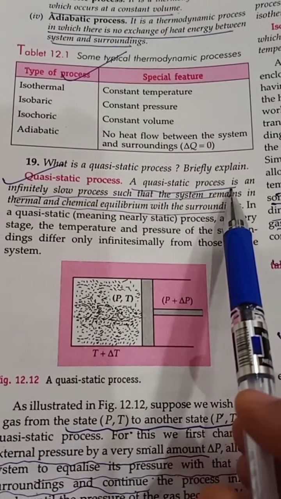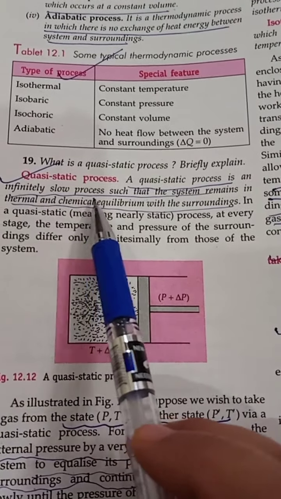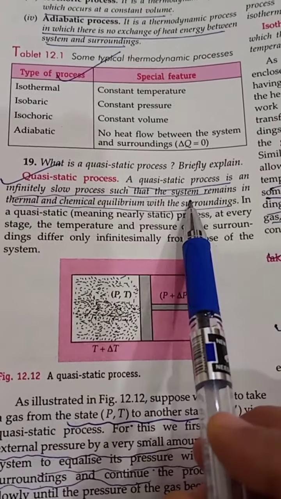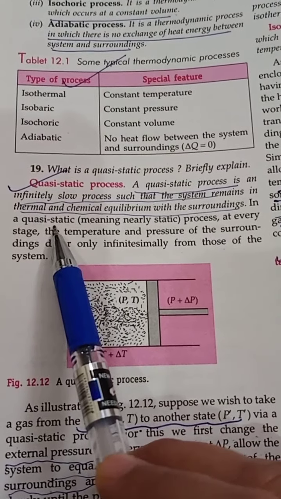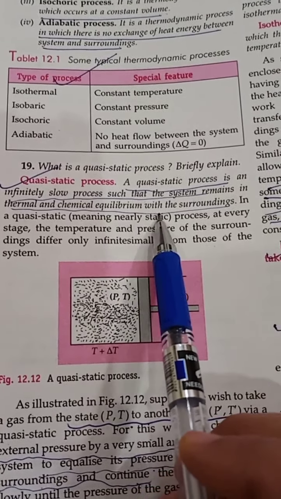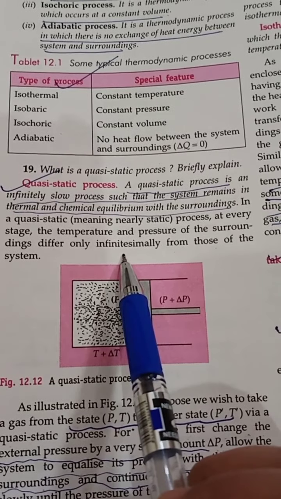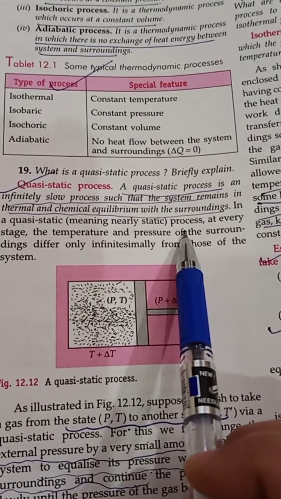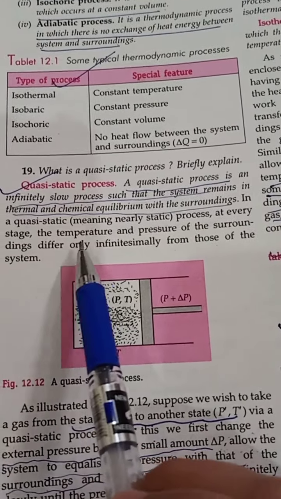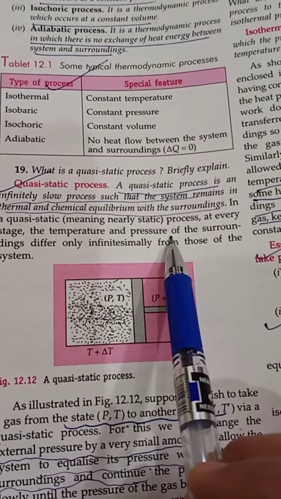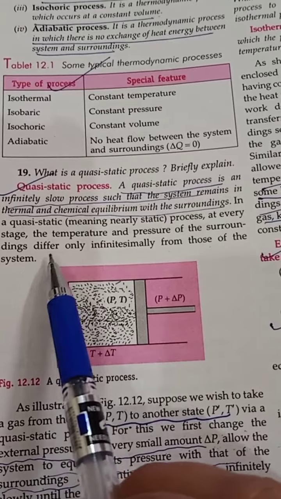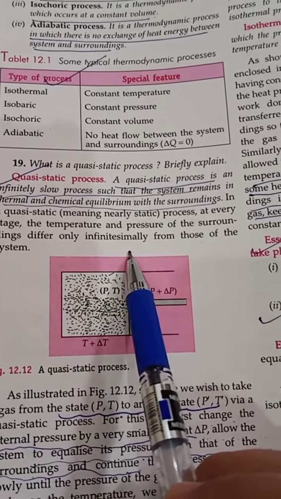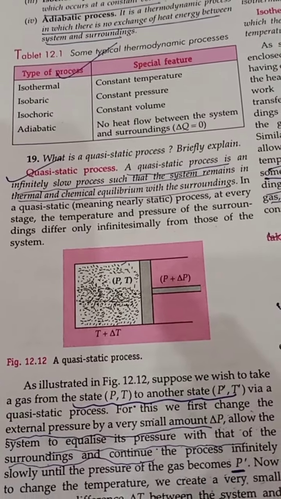A quasi-static process is an infinitely slow process such that the system remains in thermal as well as chemical equilibrium with the surroundings. Clear? So quasi-static means nearly static process. At every stage, the temperature as well as the pressure of the surroundings differ only infinitesimally from those of the system.